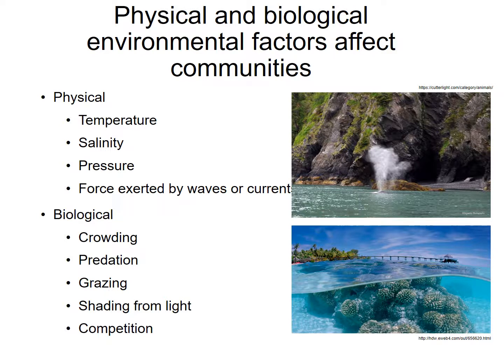Physical and biological factors affect communities. Some examples of physical factors are temperature, salinity, pressure, and the force exerted by waves or currents. Some examples of biological environmental factors are crowding, predation, grazing, shading from light, and competition.